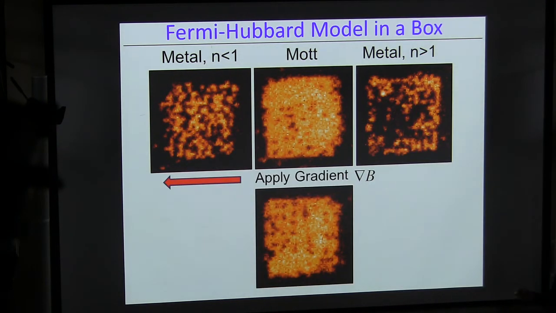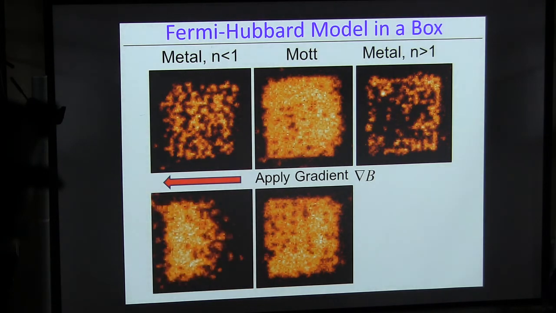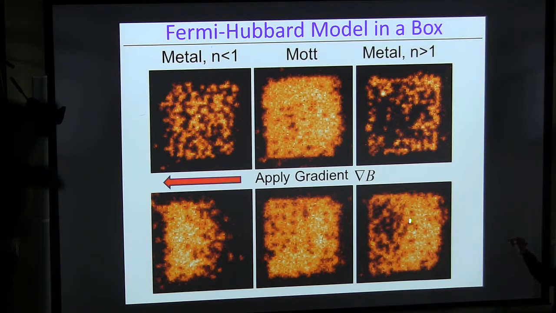Now let's apply a gradient. We got so used to applying a gradient in the previous part of the talk, we should do that too. If you do it on an insulator, it's very boring, not so surprising. They have no way to go anywhere, so you don't see any change. Whereas the metal, of course, they all run to one side, and if you have doublons, the doublons run all to one side. So that makes sense. This is a nice way to check: do you have an insulator or a conductor?